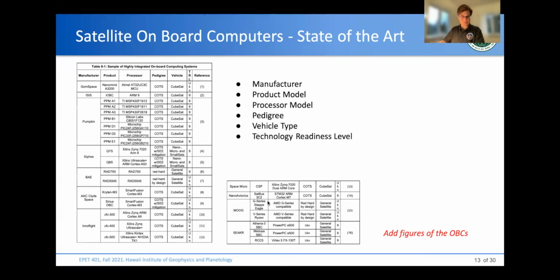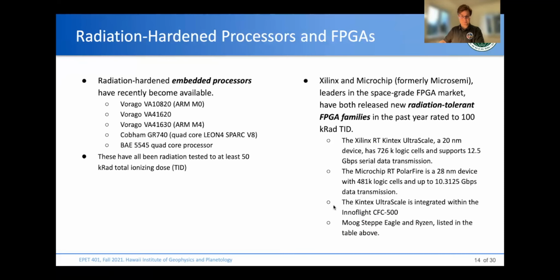I'll maybe mention one more. There's this computer here sold by Moog, but in Europe, it's sold by Unibap. And we have been working extensively with Unibap on this flight computer for the payload, the hyperspectral payload. It's rad hard, or actually rad tolerant by design, and it can be used for many types of satellites. I'll have a few more slides about this later on.